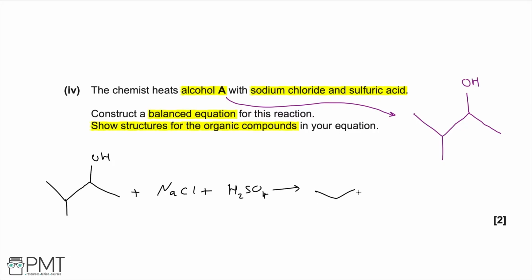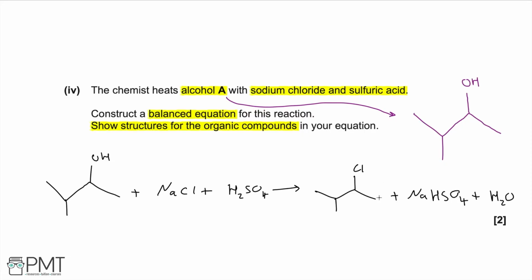So our products are going to be like this. So in this question, you will get 1 mark for the correct product here, or correct products, and then the second mark will be for making sure that everything's balanced. Is everything balanced? Well, we've got the same number of carbons on both sides here. We've got 1 chlorine on each side. We've got 1 sodium on each side, and we also need our water here.